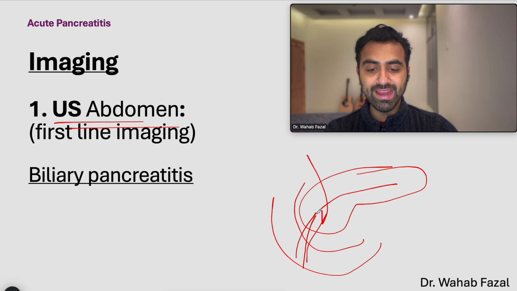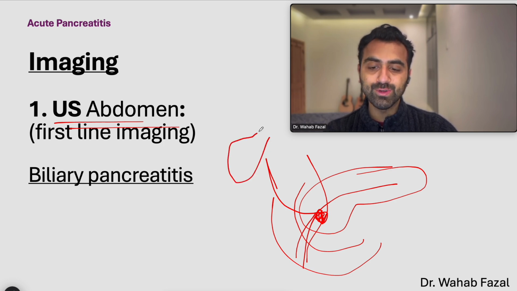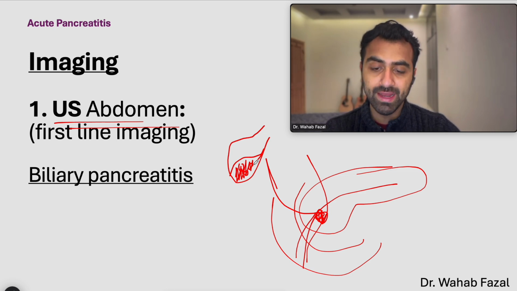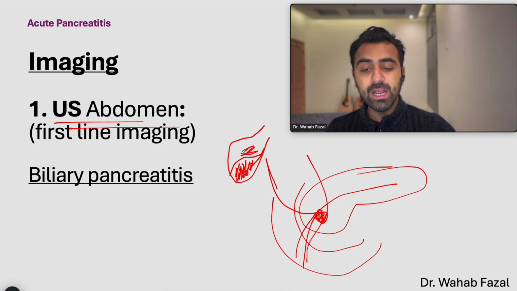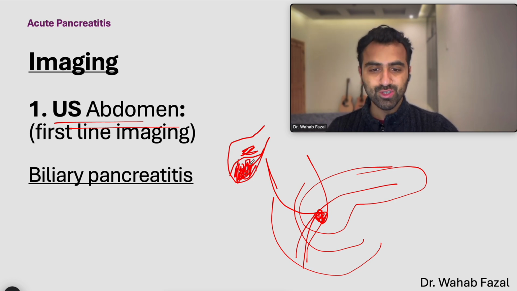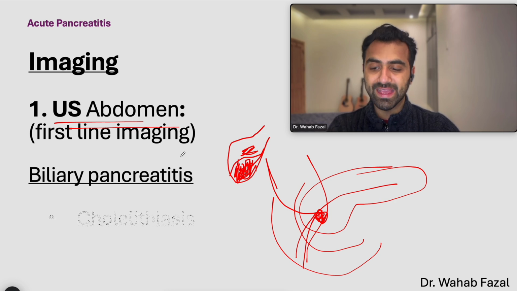So right around here, if you're having a stone, this causes a dilation of the CBD. What else can we do with an ultrasound abdomen? They can also tell if there are gallstones or biliary sludge, which is just thick bile fluid present inside the gallbladder, which shouldn't be present. It should be just plain, simple, very liquidy bile, but you're getting that biliary sludge, which is mixed with stones. So that is very characteristic of biliary pancreatitis.